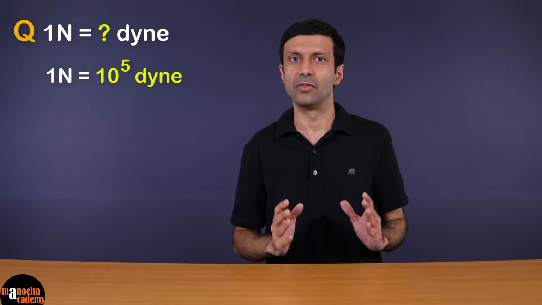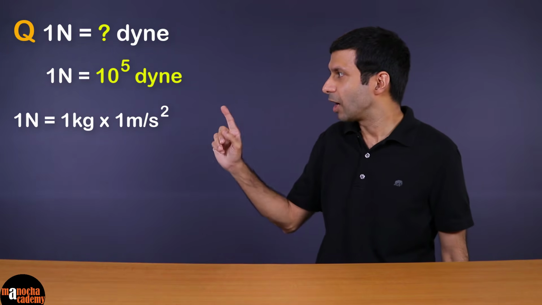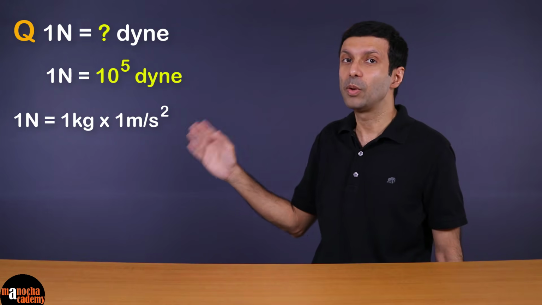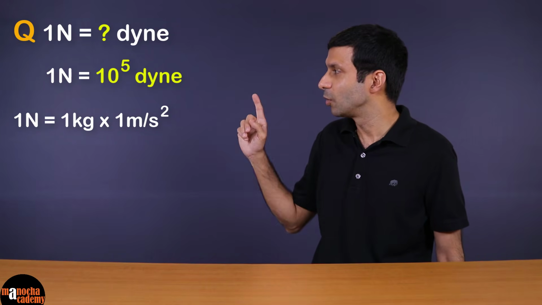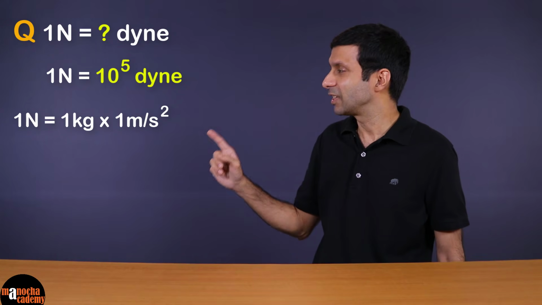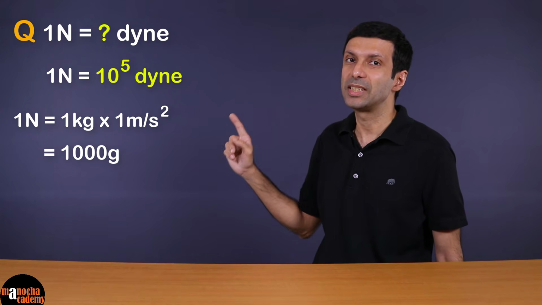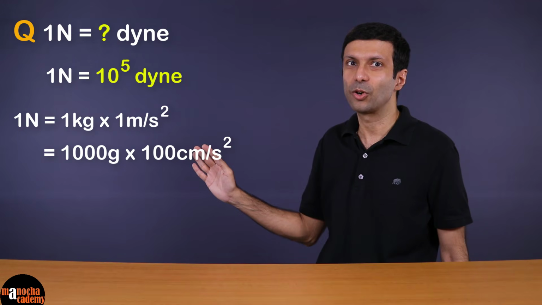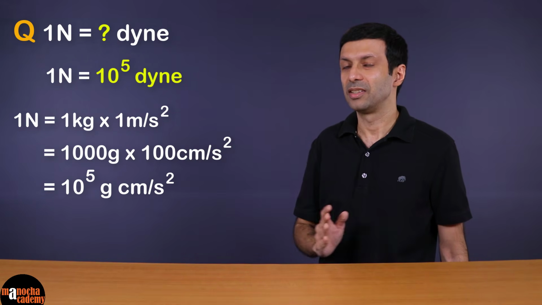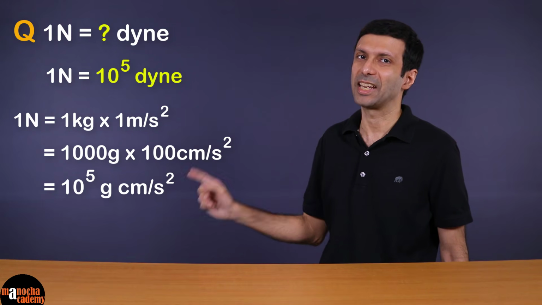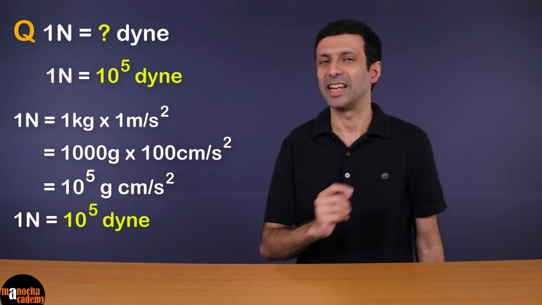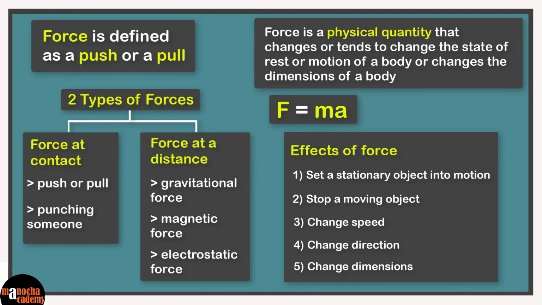Now how do we get this unit conversion? It's pretty simple. You start with 1 Newton equals 1 kg into 1 meter per second square. Now since we want to convert to the CGS units, we need to convert 1 kg to grams. So that's 1000 grams. And 1 meter per second square is going to be 100 centimeter per second square. So if you multiply those numbers, you're going to get 10 to the power 5 grams centimeter per second square. So that's basically 10 to the power 5 dyne, 100,000 dyne.